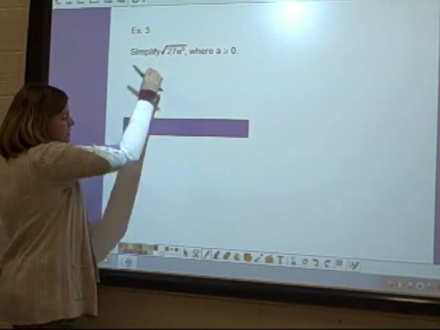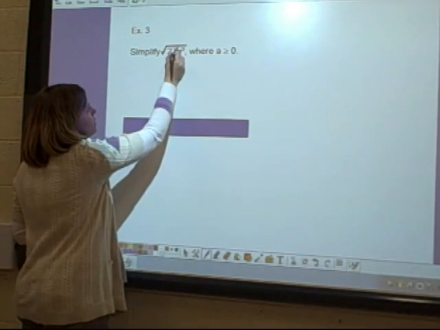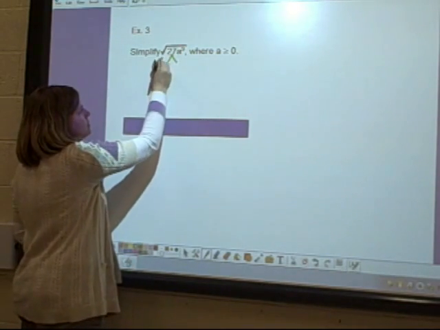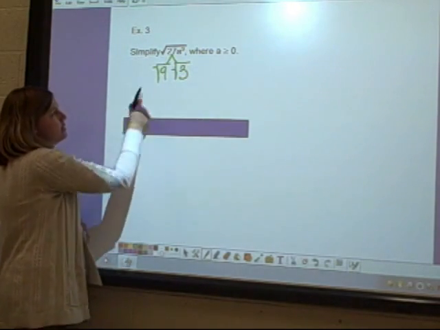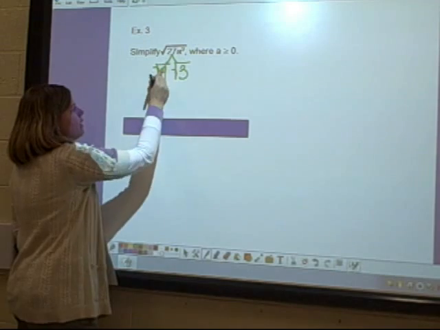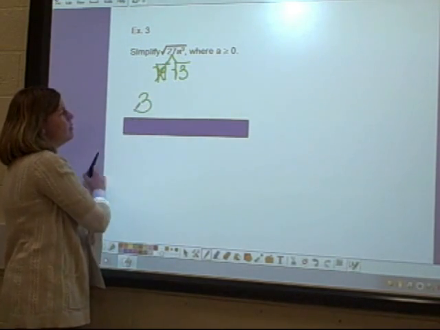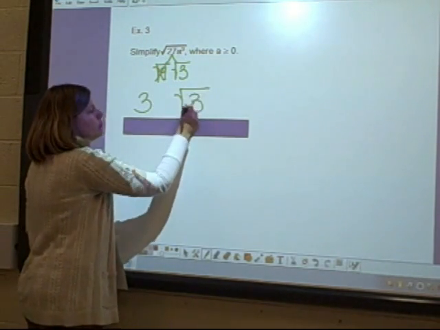So to start this out, I'm going to work with the square root of 27. The square root of 27 would break down into the square root of 9 times the square root of 3, because 9 is the biggest perfect square that will go into it. The square root of 9 is 3. We're going to leave a little bit of space again, and then bring down our square root 3.